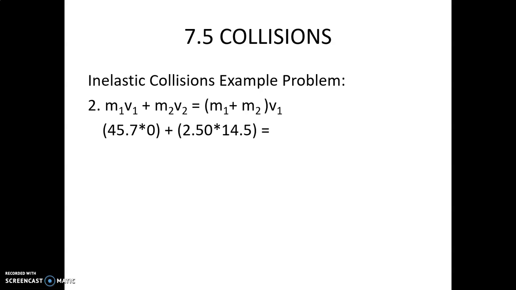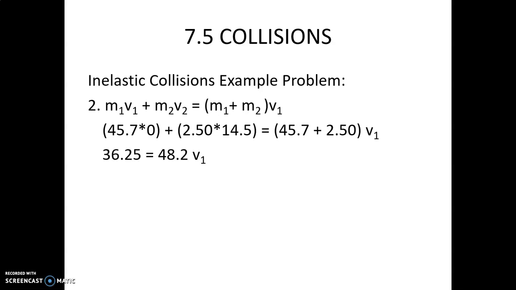So you were 45.7 kilograms, and since you were just standing there on the roller skates, you weren't moving initially, so your initial velocity is 0. Plus, the object was 2.50 kilograms and was thrown at you with a velocity of 14.5. So that's the left side of the equal sign. And then you add your masses together, 45.7 for you, 2.50 for the object, and then one velocity because you're one object after the collision.